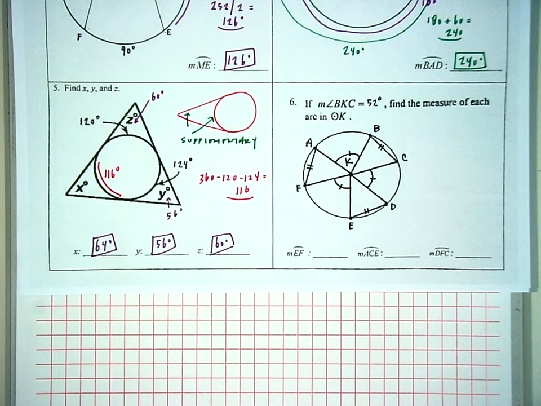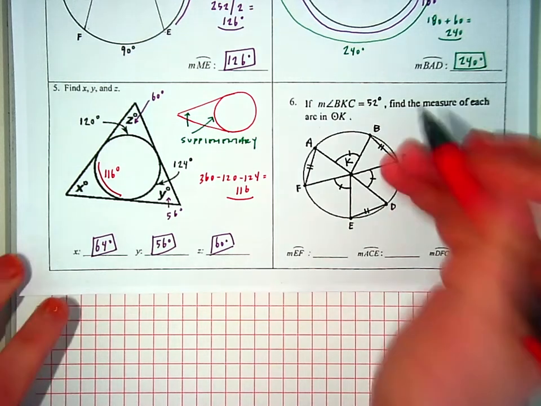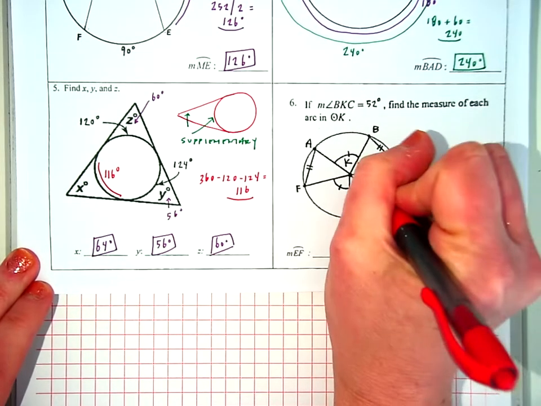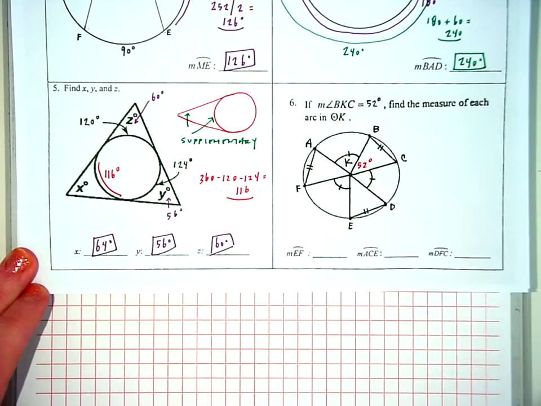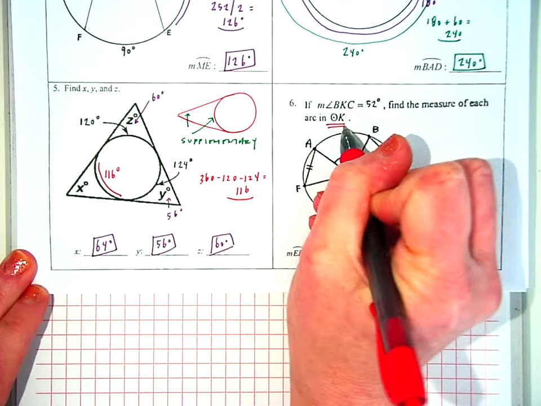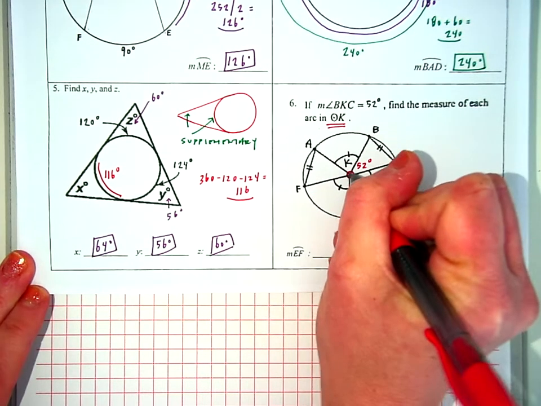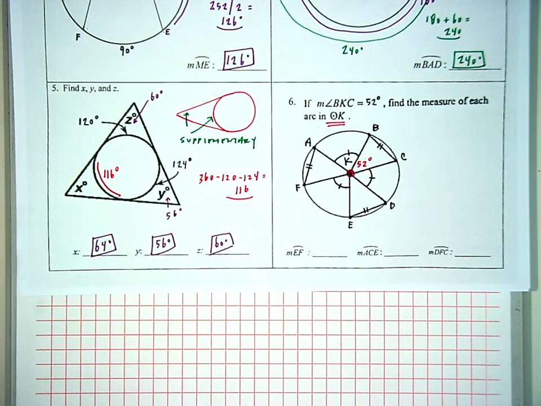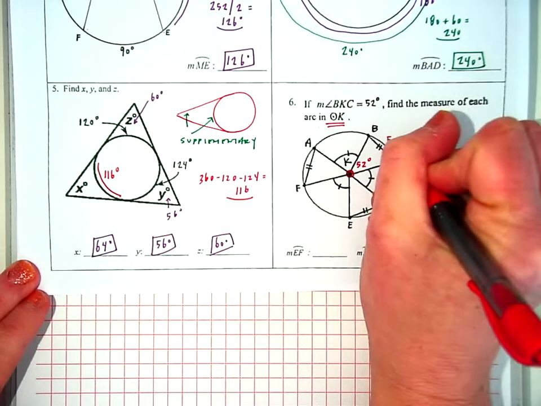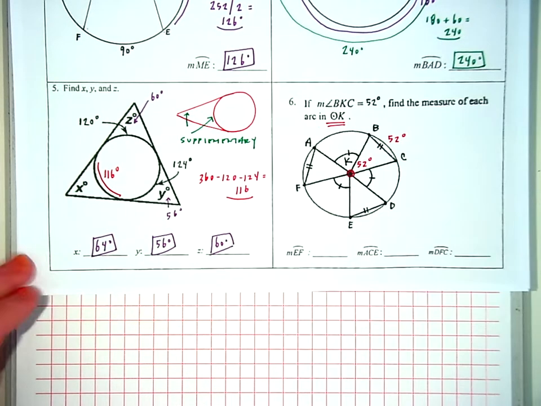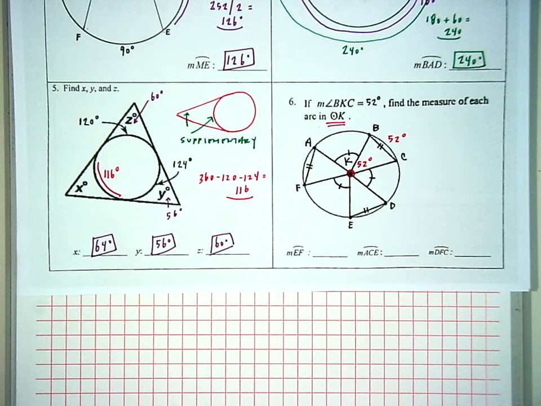All right, next up here, I'm giving you a visual, and I'm saying that the measure of BKC is 52 degrees. So let me label BKC right here. BKC here is 52 degrees. And here I'm naming the circle K. So K is the center of my circle. So I know that if 52 is my central angle, its intercepted arc will also be 52 degrees.